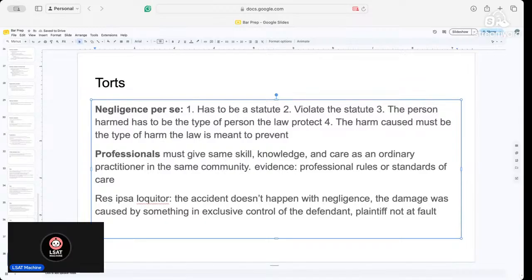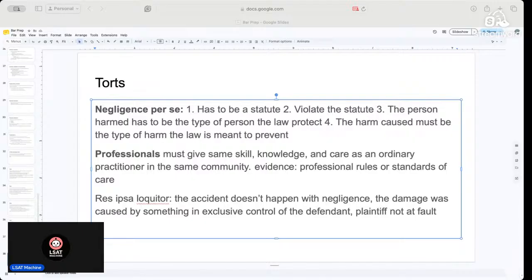Let me look up a couple more, maybe two more examples of res ipsa loquitur, because I feel like that'll be good for me and maybe you. Oh, okay. So if you get surgery and someone leaves a sponge in you, or some type of surgical instrument, that's never supposed to happen, right? That's because someone made a mistake. They shouldn't be leaving anything behind in you. Yes, so that's an example for res ipsa loquitur.